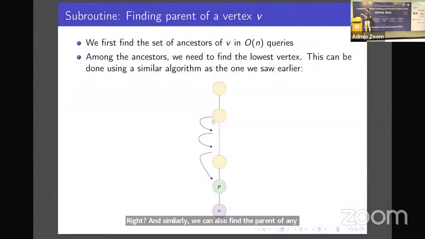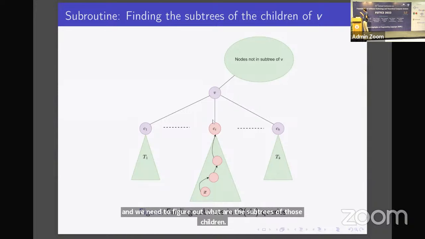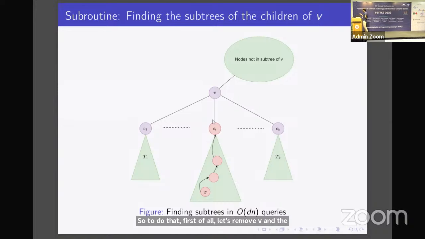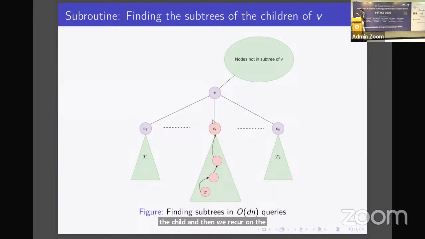We first find the set of all the ancestors, and then we just apply the ancestor jumping algorithm, but in reverse. So this is also very, very easy. Then, in order d into n queries, we can find the subtrees of all the children of v. Given a node v, suppose we need to figure out what the children of v are. We don't know the children, and we need to figure out what the subtrees of those children are. To do that, first of all, let's remove v and the nodes that are not in the subtree of v from our set of nodes. Then we can just start at an arbitrary vertex and apply the ancestor jumping algorithm. And it's easy to see that we will always end up at one of the children. Once we get a child, we remove the subtree of that child, and then we recurse on the rest. Every iteration here takes order n queries, and there are at most d children, so it will be d into n at most.